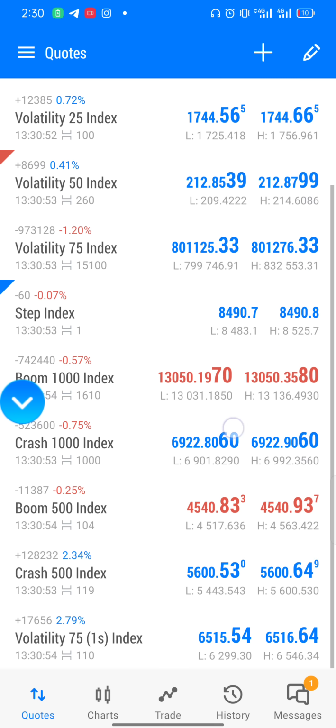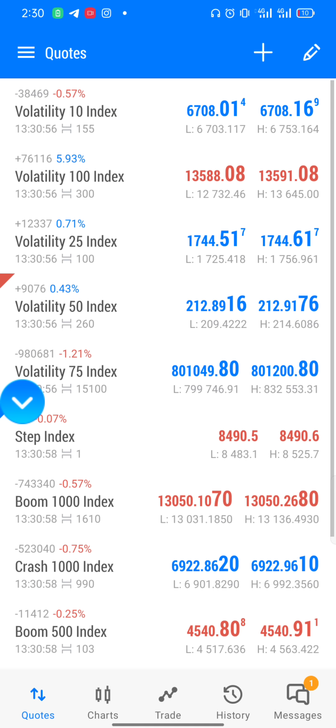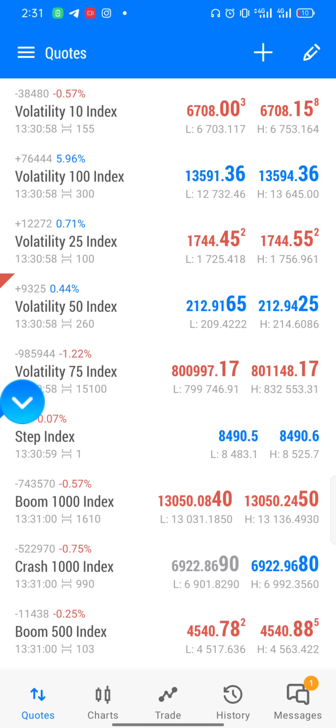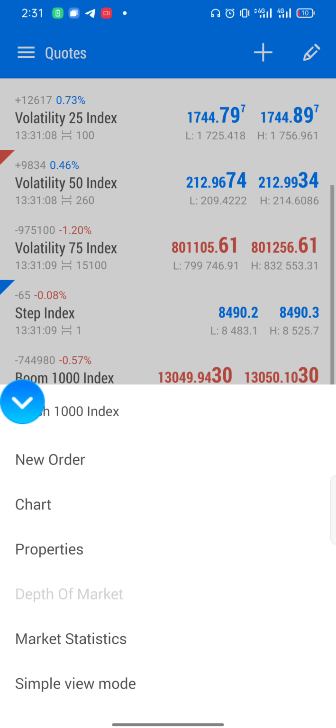So this is Deriv. This is where we trade all synthetic indices, as you can see. The link is in the description below to create an account so you can start trading with us as well. So let's just jump into the strategy and then you'll see how awesome it is.